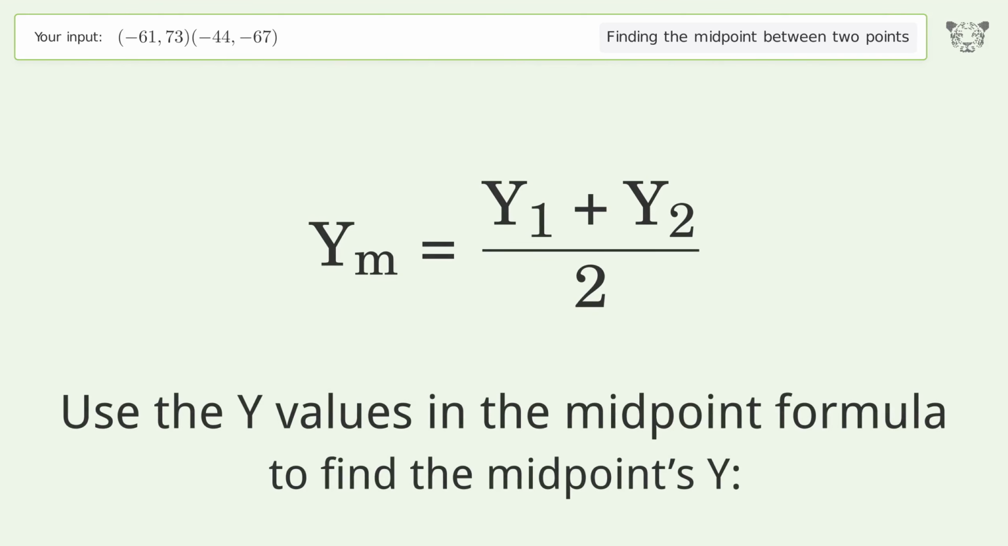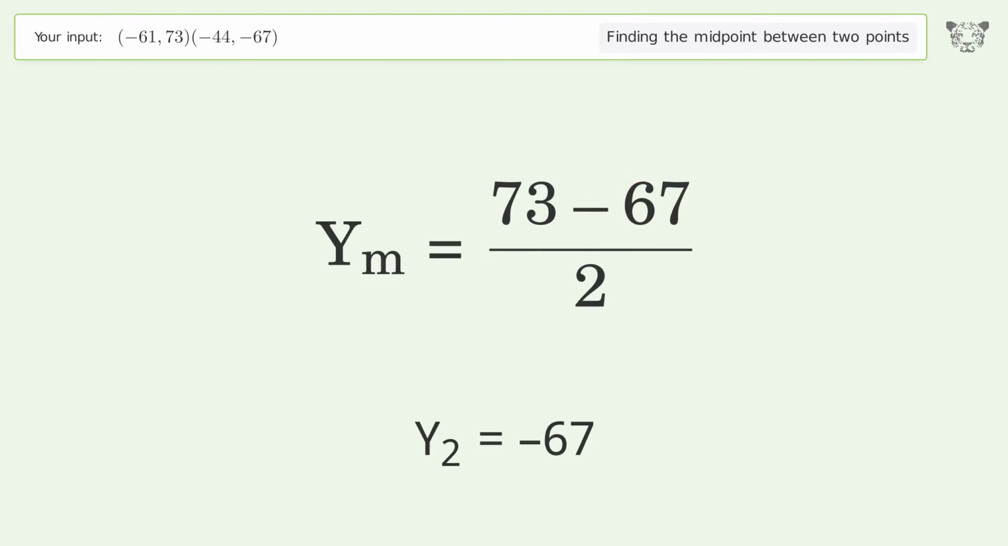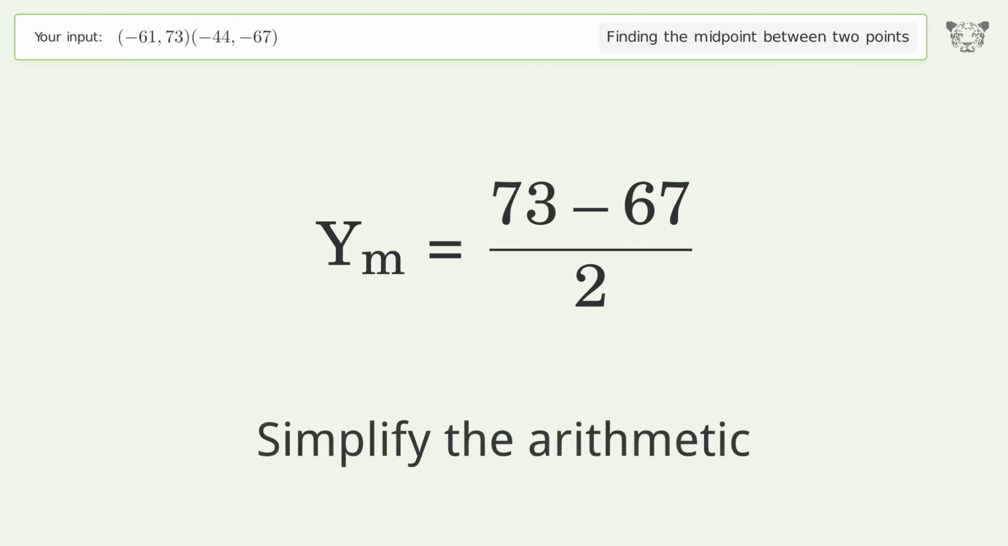Use the y values in the midpoint formula to find the midpoint's y. y1 equals 73. y2 equals -67. Simplify the arithmetic.